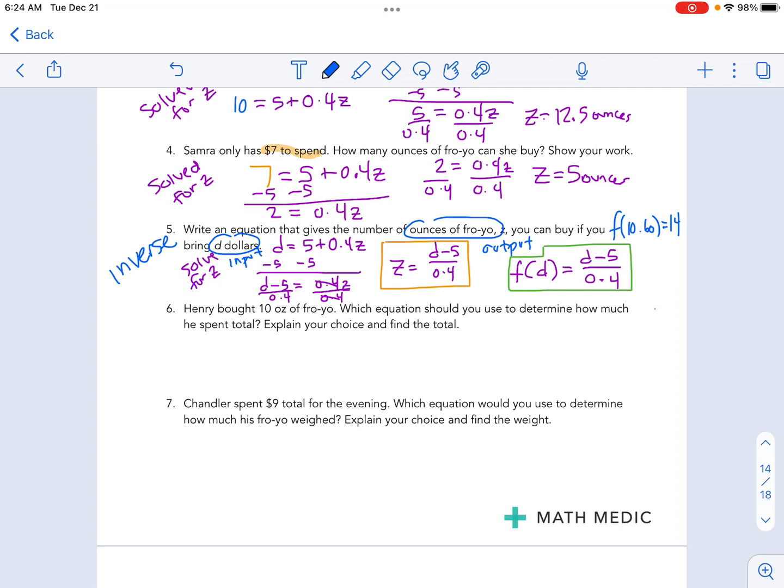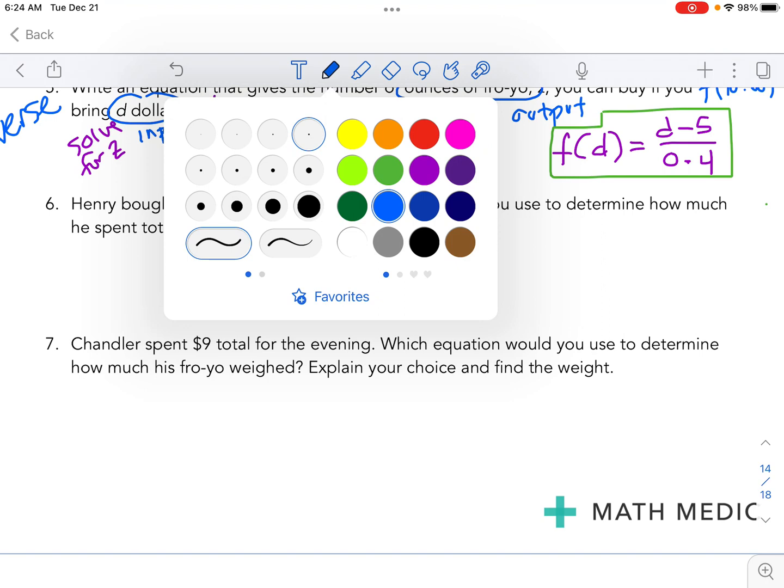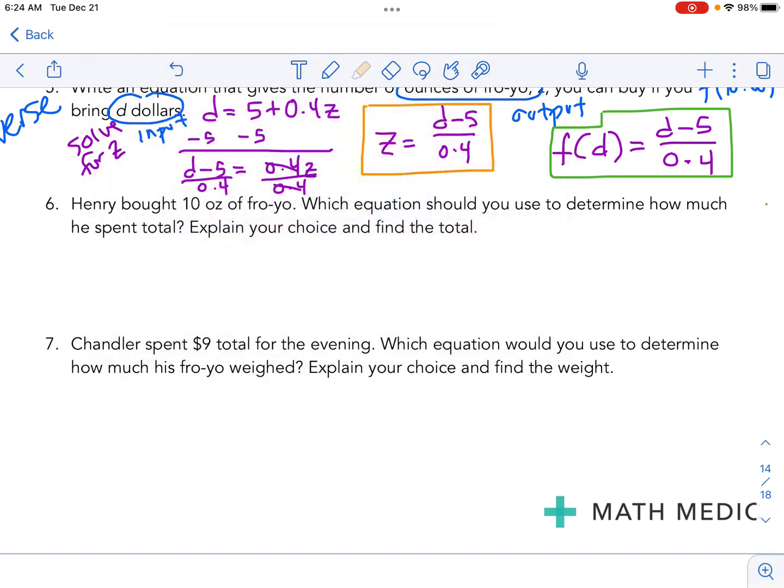So let's try that with 6 and 7, because 6 and 7 are kind of that way. So let's kind of apply this whole idea of using both of these, the original function and its inverse, and kind of mapping what this gets us from a function standpoint. So we've got Henry purchased 10 ounces of yogurt, and we want to determine how much he spent total. So it says, which equation should you use?